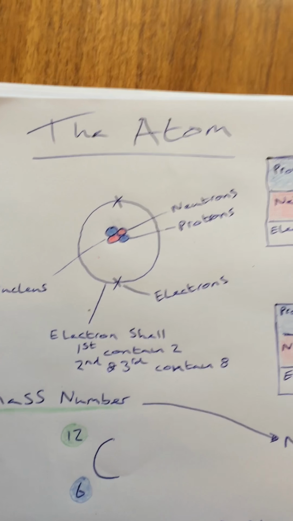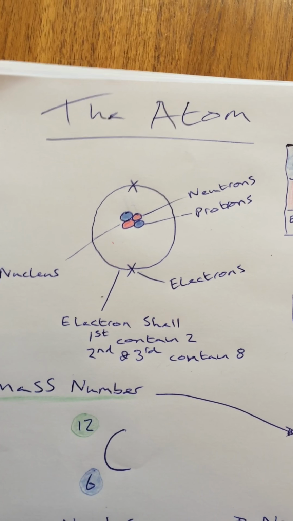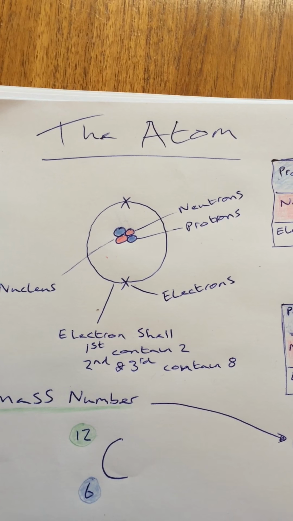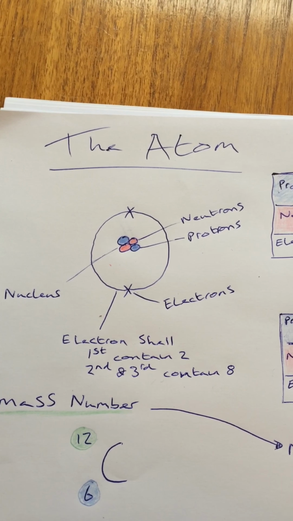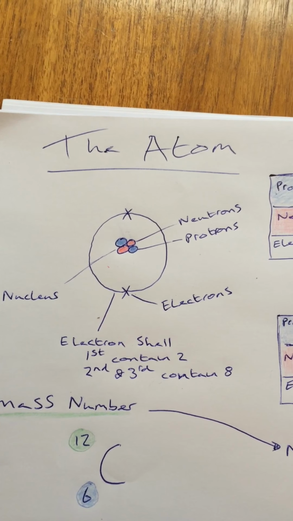Okay, so today we are going to have a look at the atom. Here we have a diagram of the atom. In the middle, you can see the blue and red sort of dots. The middle bit is called the nucleus. The nucleus stands for center. And in the center we have the neutrons shown in red and the protons shown in blue.